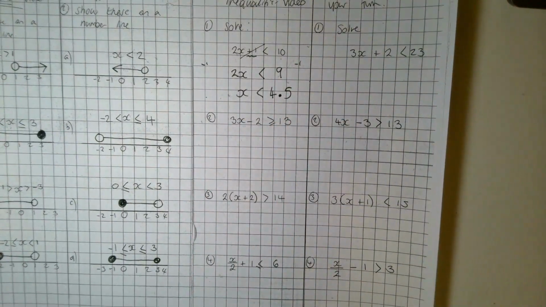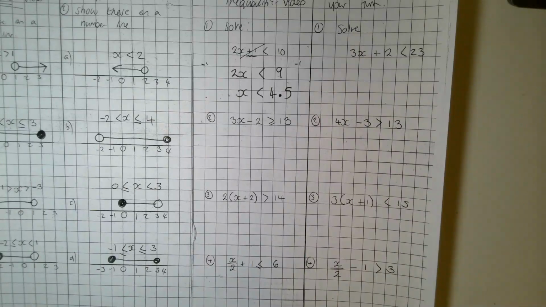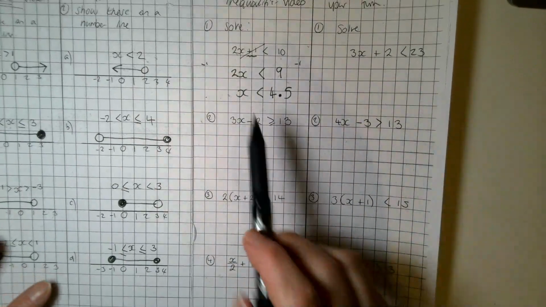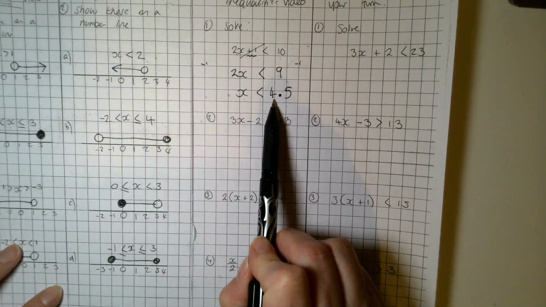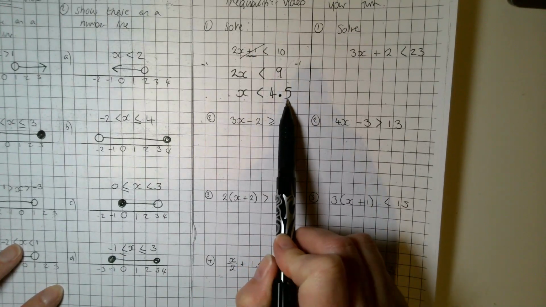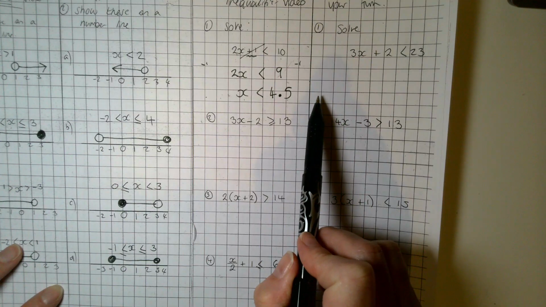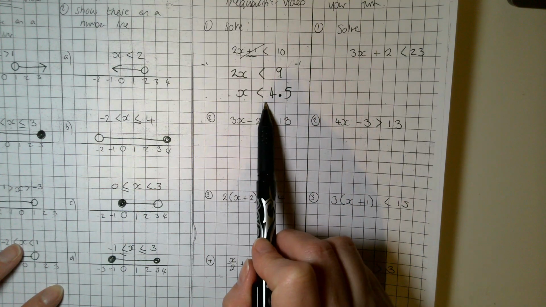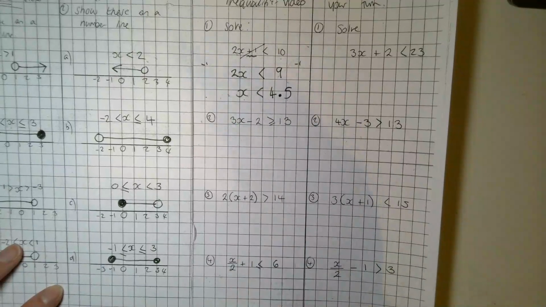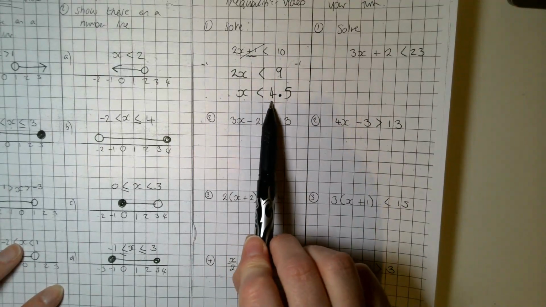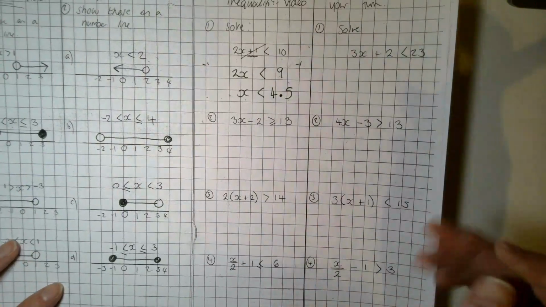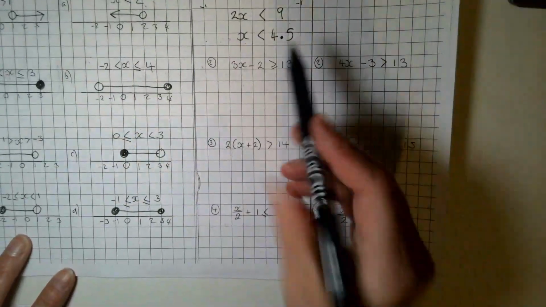It may say something like this in your exam. What is the largest integer value that x could be? So if x has got to be smaller than 4.5, it can't be 5. So the biggest number it could be is 4. So the largest integer value that x could be is 4. It might ask you that in an exam. So let's do this one.